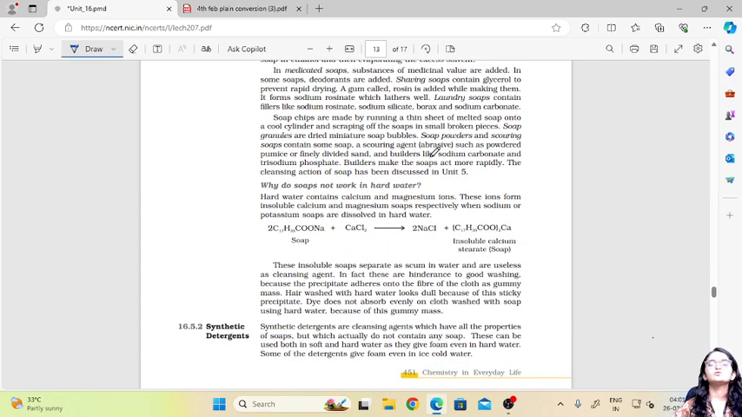In medicated soaps, substances of medicinal value are added, and in some soaps deodorants are also added. Shaving soaps contain glycerol to prevent rapid drying, and rosin is also added while making them to form sodium rosinate and lather well. Then soap chips are made by running a thin sheet of melted soap into a cold cylinder and scraping off the soap in small broken pieces.